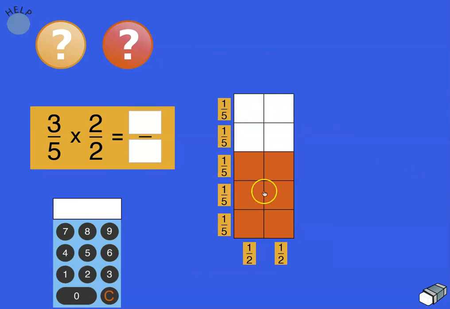If we add up all the squares in the whole array, we see there are 10. So 10 again goes into the denominator, and we see that 6 are coloured red, so 6 goes into the numerator. And therefore we see that 3/5 times 2/2 is 6/10. We can also show the children straight away that 3 times 2 gives us 6, and 5 times 2 gives us 10.